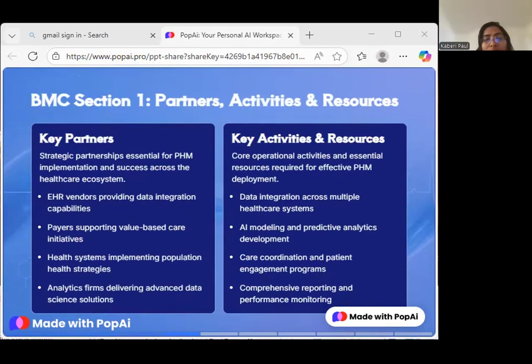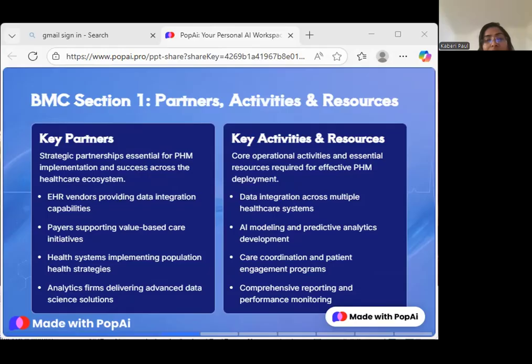Now, partners, activities, and resources. These first three sections of the business model canvas are key partners, key activities, and key resources. The key partners usually include EHR vendors like Epic, organizations like Valuecross, data analytics companies, and cloud service providers such as Amazon Web Services.